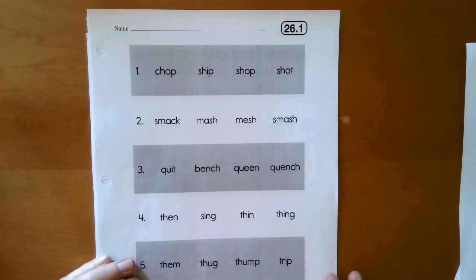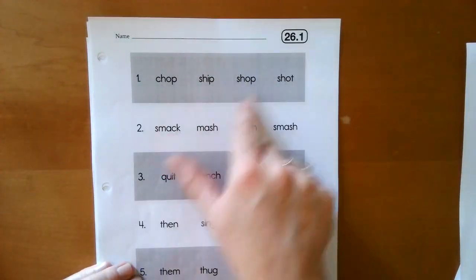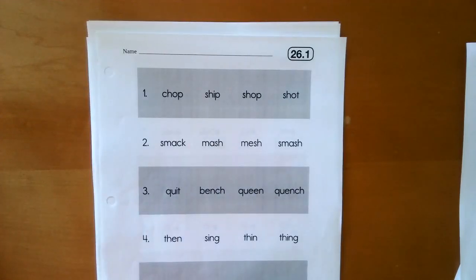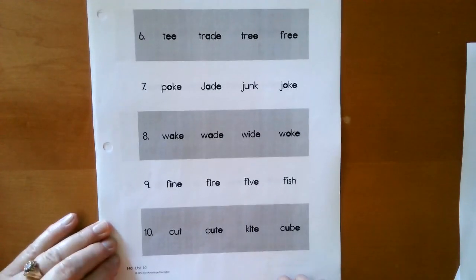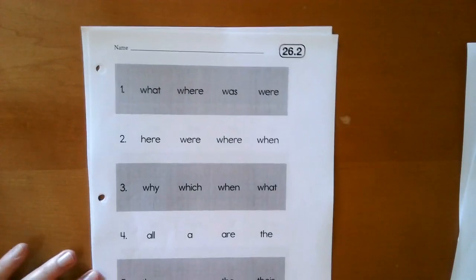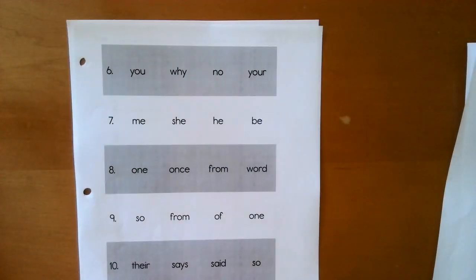So presumably on this page, 26.1, I would say "shop," and expect them to circle the word shop, "mash," expect them to circle the word mash. Here is the second page of the decodable words and what that looks like. These are the trick words that you would check to see if they know. That also has two pages' worth.